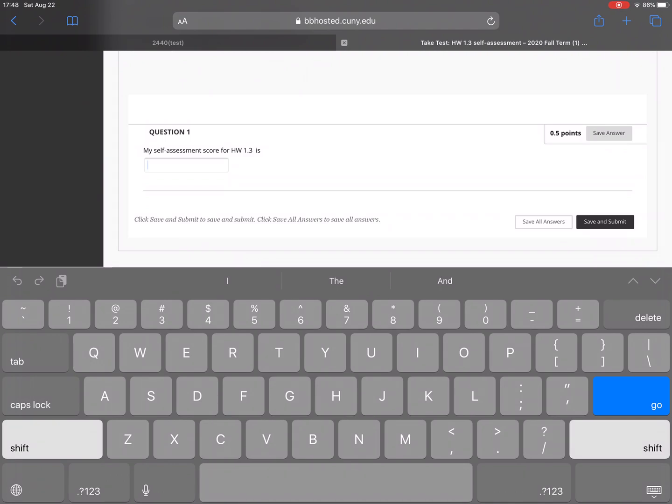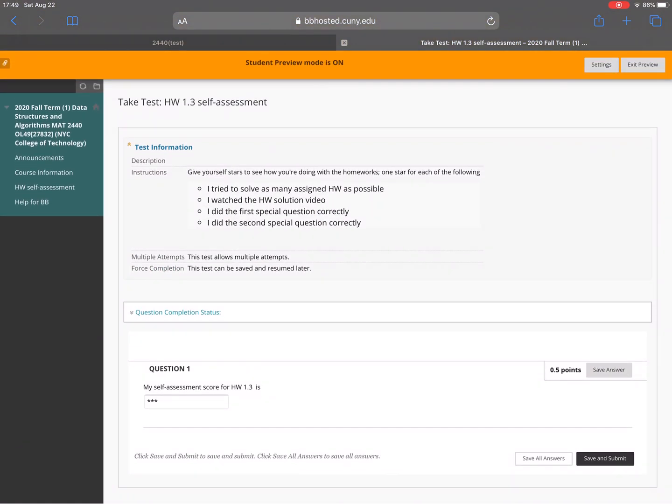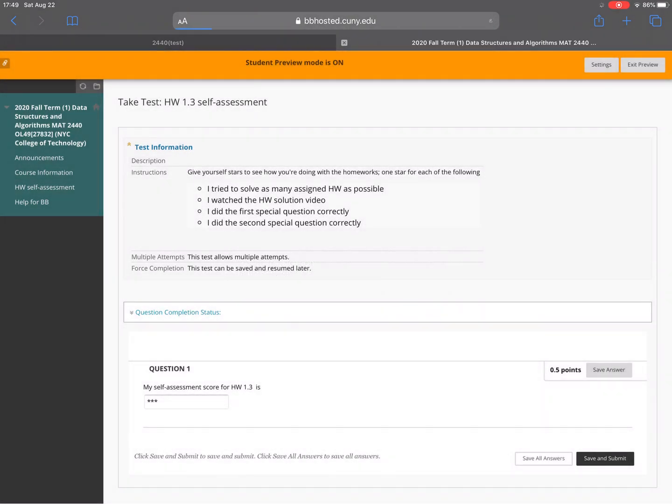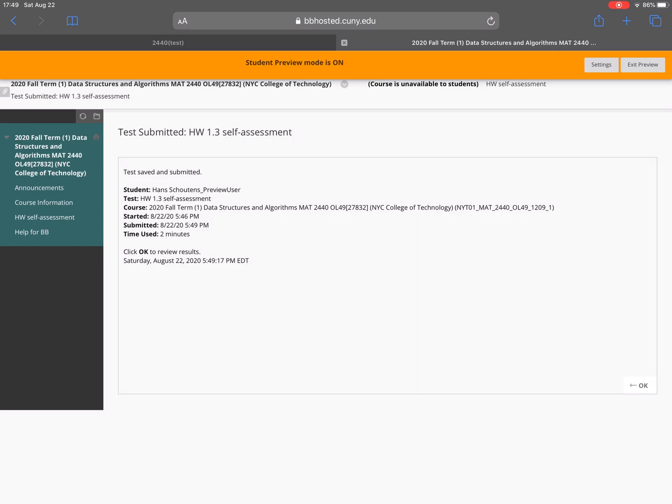So in other words, make sure that you put in stars. That's a little bit annoying with it. 3 stars, okay? Notice it also says question 1 has 0.5 points. Once you self-assess yourself, you put save and submit. It asks you, is this okay that you submit? You say okay. And this is a log that you actually have submitted. But that's not really what you have to do. Make sure you click through here on OK.